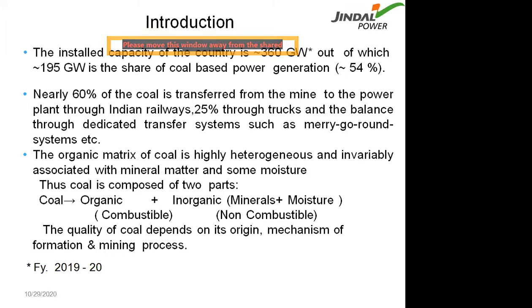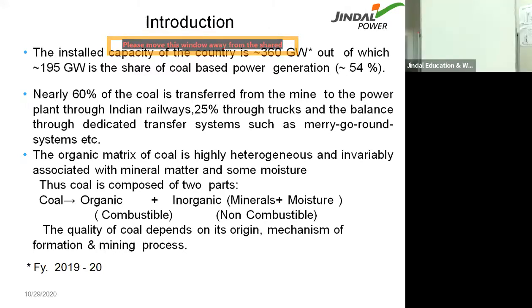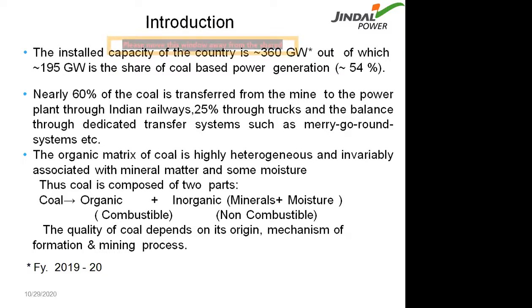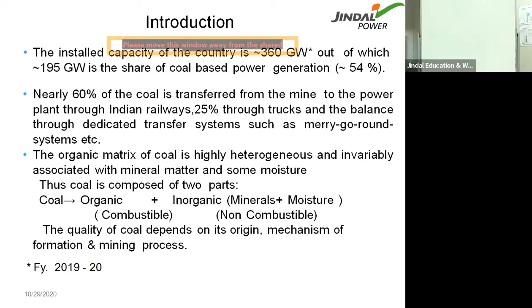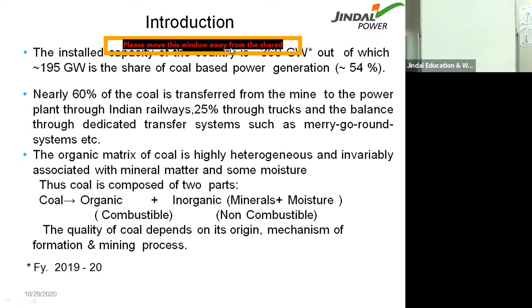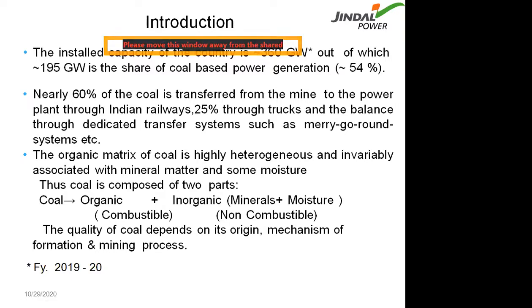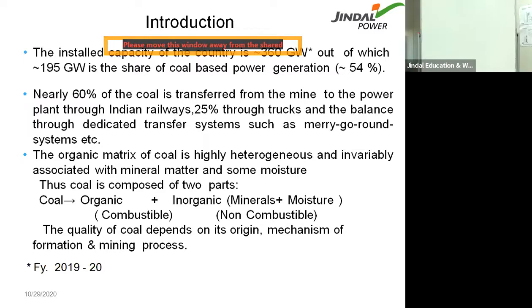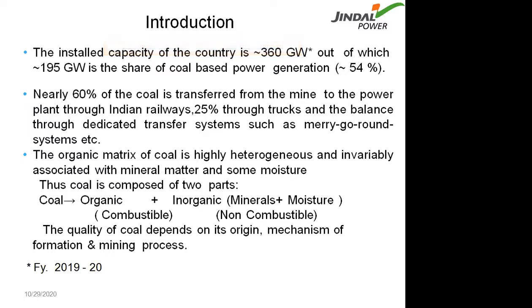The organic matrix of coal primarily consists of organic particles and inorganic particles. The organic particles are the combustible particles, which are desirable, and inorganic particles are the non-desirable properties of the coal. The coal quality depends on the origin, from which mines and sources we procure it. There are two types of mechanism of formation, the drift theory and the in situ theory. Afterwards, I will brief about it.